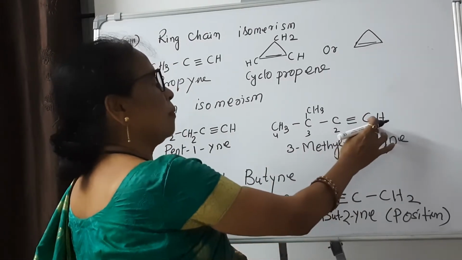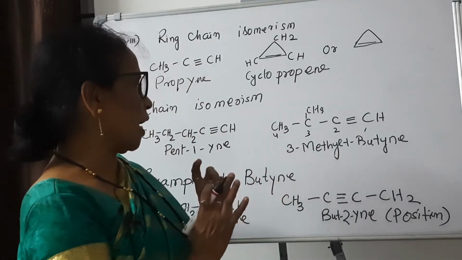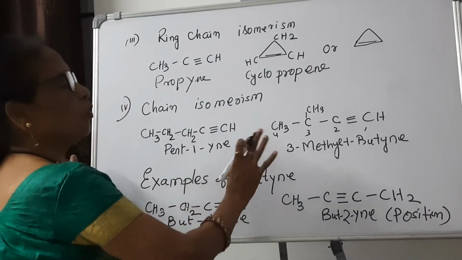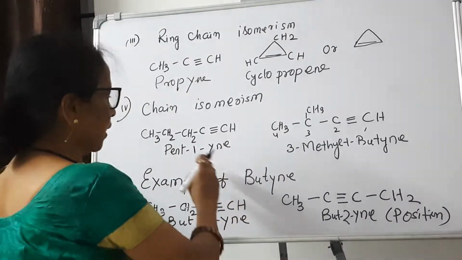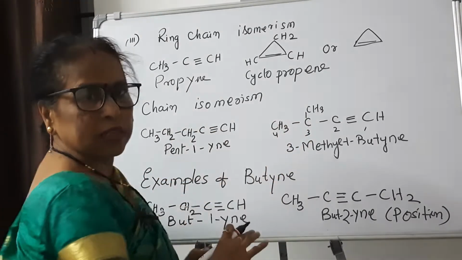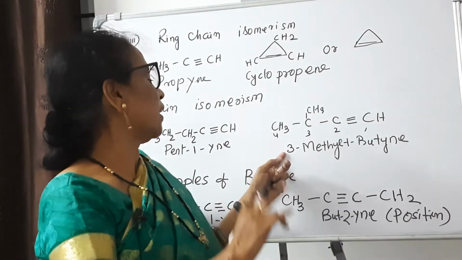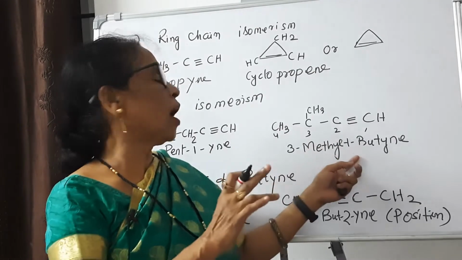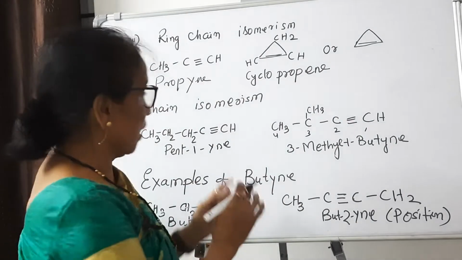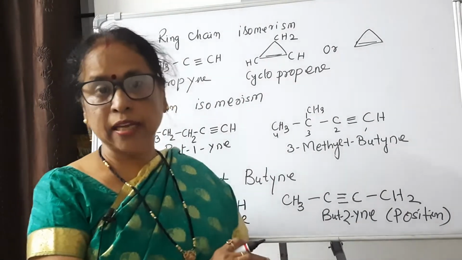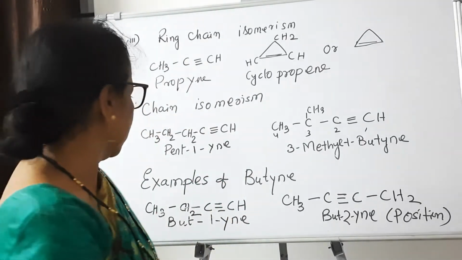That means after 1 there is a triple bond, 1-butyne. In 3 there is a methyl group, 3-methyl. So you can find these both are correct. Both have the same molecular formula where the chains are different. Here there is no substituent group and here one substituent group, and that is called pent-1-yne, and this is called 3-methyl-1-butyne. So it is fully correct. So this is called chain isomerism, where you can't see it in butyne, because if you write butyne you can't proceed with any alkyl group.